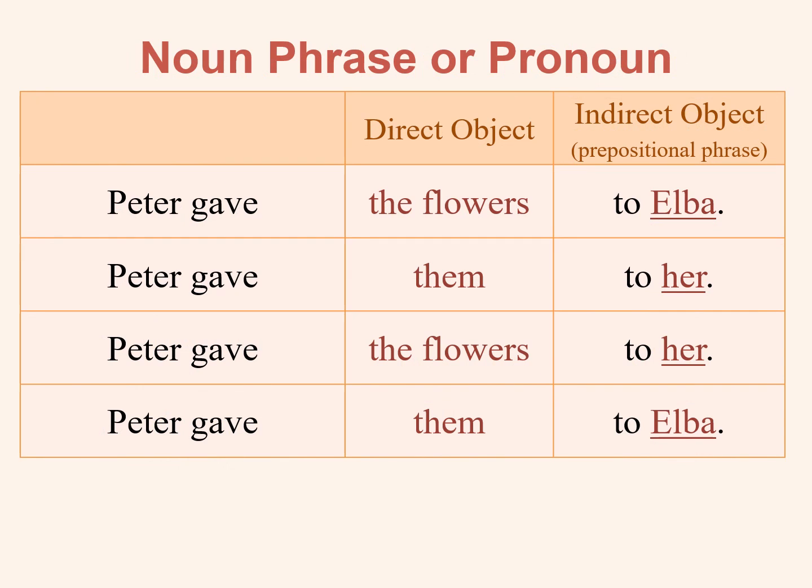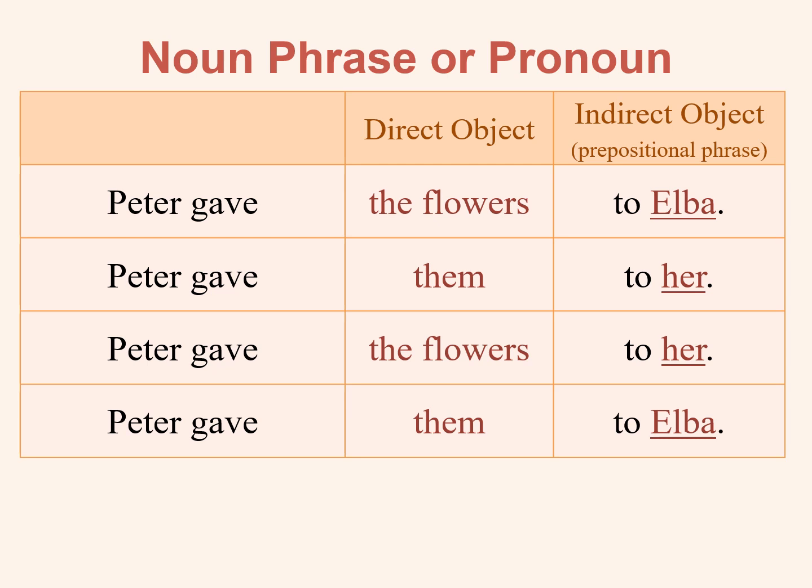It is not necessary that the direct and indirect objects be both pronouns or both noun phrases. Various combinations are possible depending on the emphasis that the speaker or writer wishes to give. Here we see various combinations. Peter gave the flowers to Elba. We have a noun phrase, the flowers, and then we have to Elba, a noun phrase, a noun, Elba.